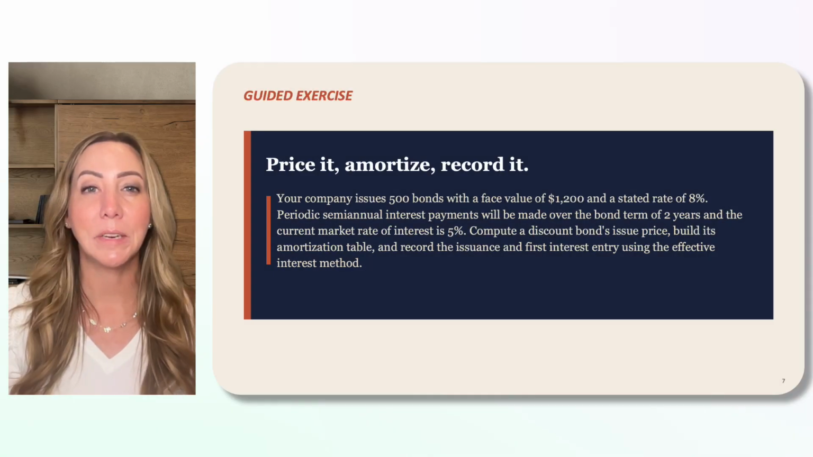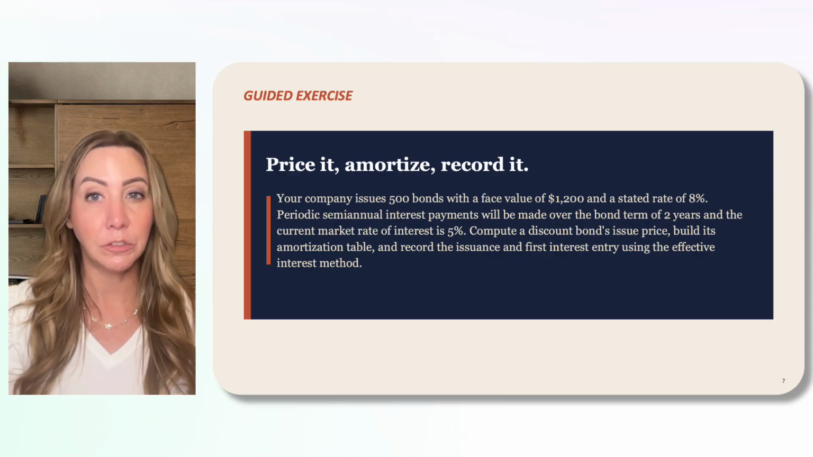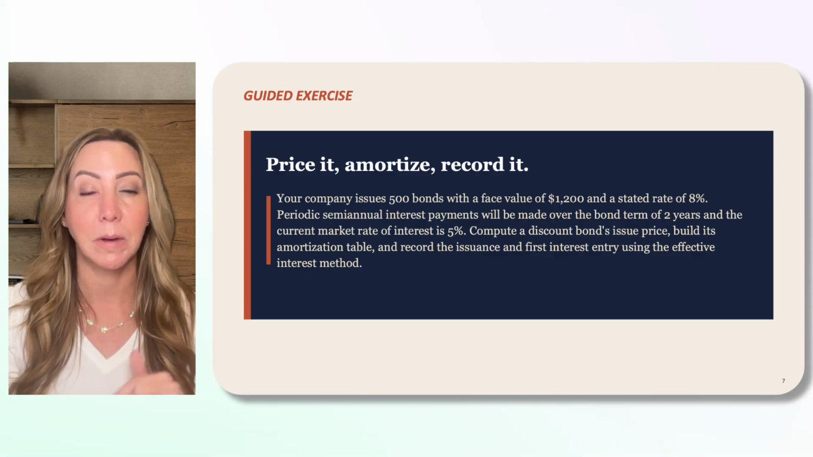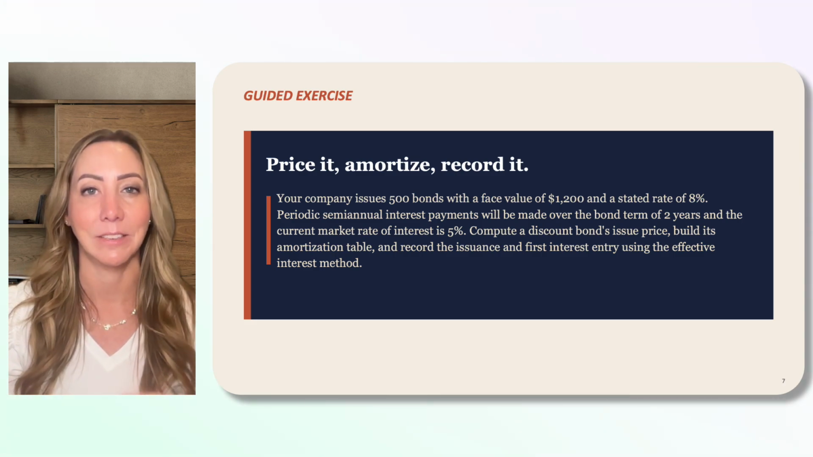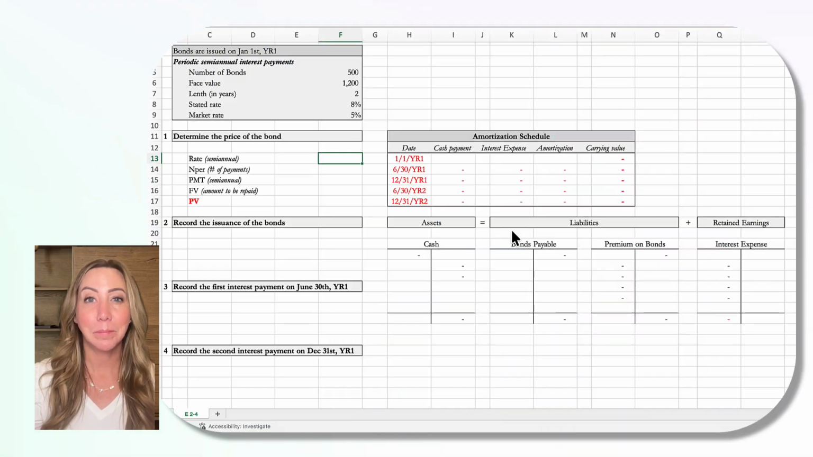Let's do one together. We're going to take bonds with a face value of $1,200 and a stated rate of 8%. Compute their issue price using the lower market rate this time of 5%. Build out an amortization table using the effective interest method, and then record entries for issuance and interest payments. Let's begin by calculating the present value of our two promises using Excel.